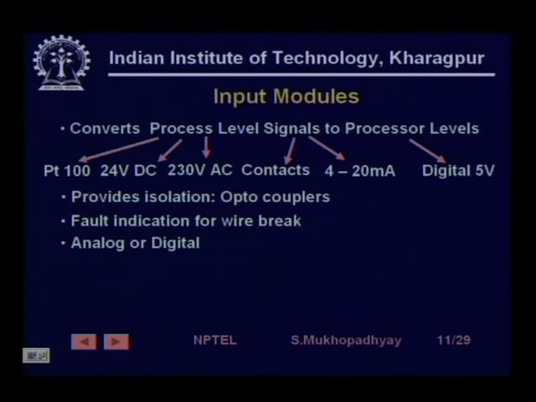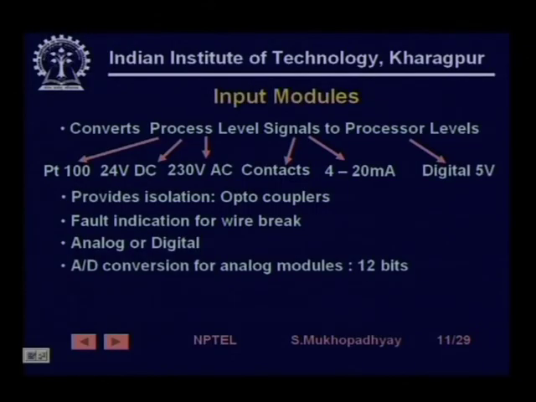They are generally of two types, they are either analog inputs or digital inputs. We understand the difference between them, right. So, for example, a contact would be a digital input and a platinum RTD would be an analog input. So, obviously, for the analog input modules, we need to have analog to digital conversion, typically 12 bits accuracy, multi-channel sometimes.